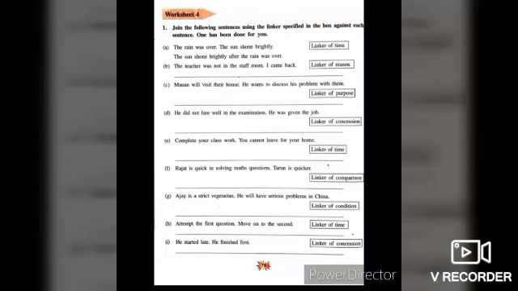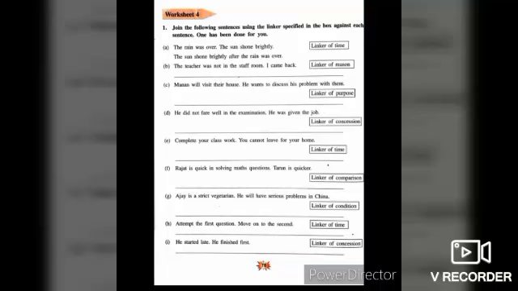Now worksheet number 4. Join the following sentences using the linker specified in the box against each sentence. One has been done for you. Like, the rain was over, the sun shone brightly, and you have to use a linker of time. The sun shone brightly after the rain was over. Next is the teacher was not in the staff room, I came back.